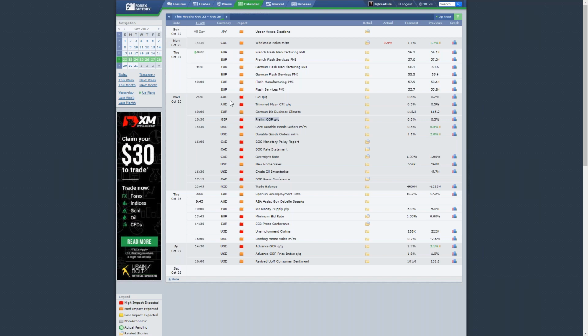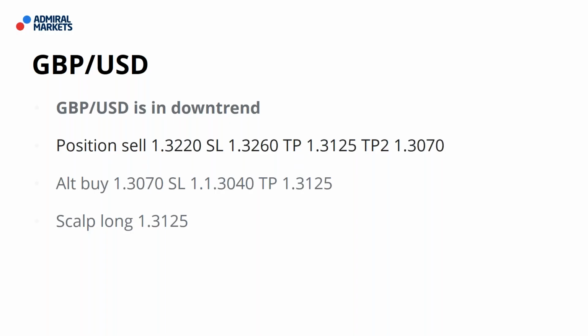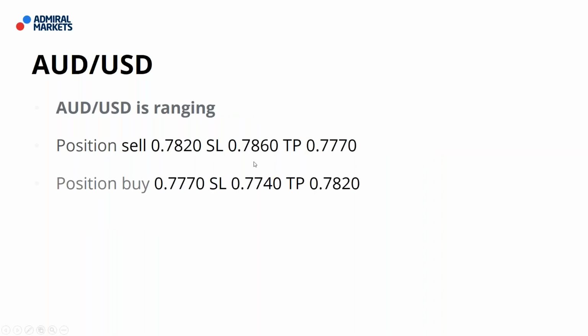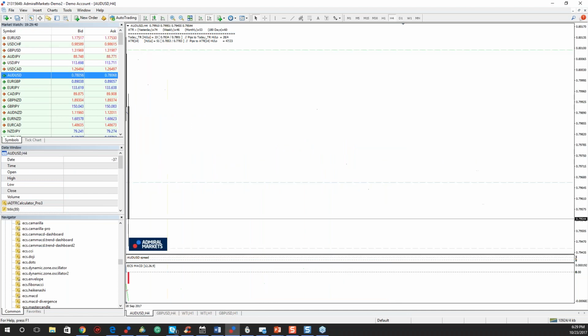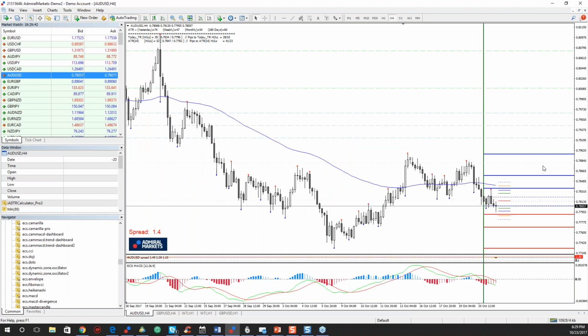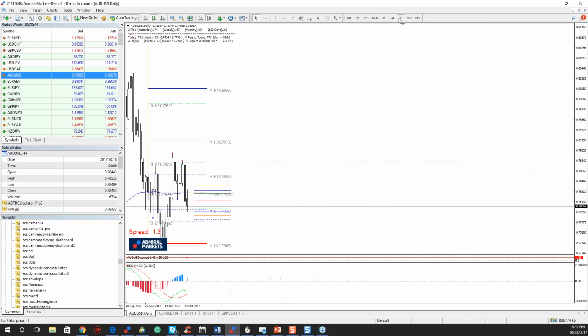And of course, the CPI on the Australian dollar will also be important. Now we come to CPI, to the Australian dollar. At least at this point, the Australian dollar is ranging. 78.20 is sell, 78.60 stop, TP is 77.70. So it's already in the zone. It could start to sell.